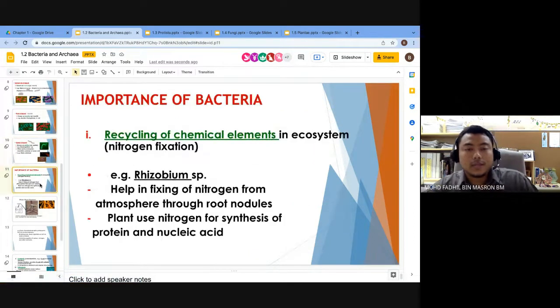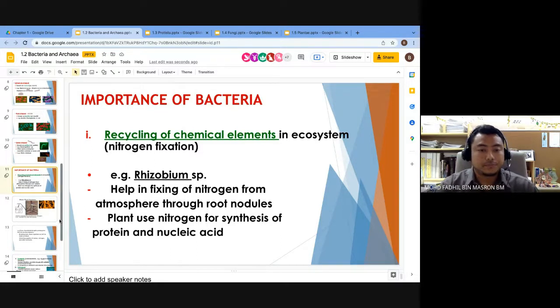So again, next is the importance of bacteria. Importance ni bukanlah kepentingan. Importance masuk dari sini adalah lebih kepada peranan. So apakah peranan bakteria? Number one that we need to study adalah recycling of chemical elements in the ecosystem, yang dibuat contohnya seperti Rhizobium sp. Dia akan help untuk fix nitrogen dekat dalam atmosphere dan dia akan tukar menjadi nitrate, untuk jadi ammonia, untuk jadi baja dan akan digunakan oleh tumbuhan tu dekat dalam akar dia untuk dimanfaatkan.